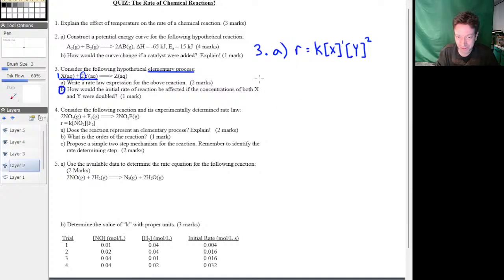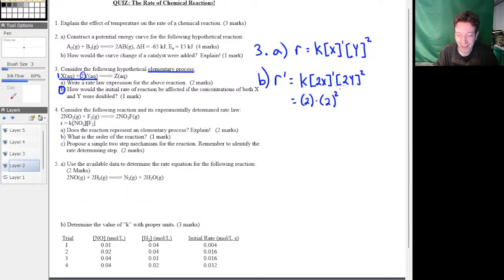All right, next one, 3b. This is one where students make lots of mistakes. How would the initial rate of reaction be affected if the concentrations of both X and Y were doubled? All right, so let's look at our rate. If we have a new rate, let's just call this R prime. So a new rate is going to equal K, and we've got twice the concentration of X to the power of 1 and twice the concentration of Y squared. So if I pull out those coefficients there, so we have a 2 times by, here we have a 2 squared.